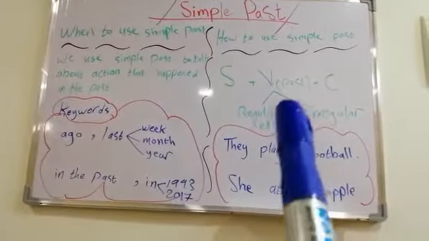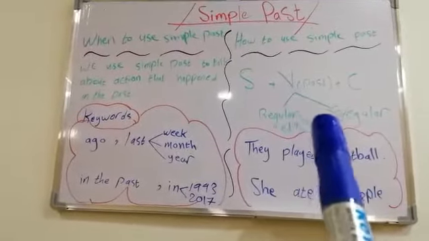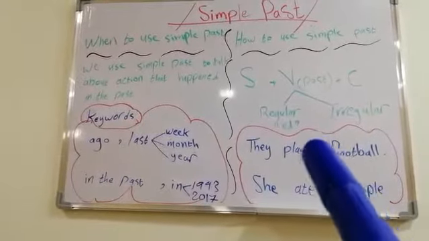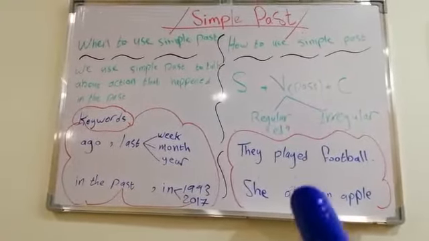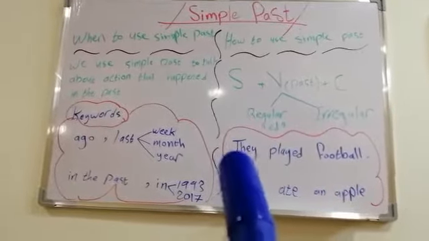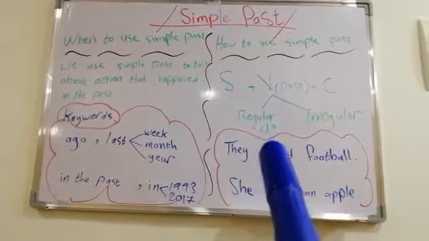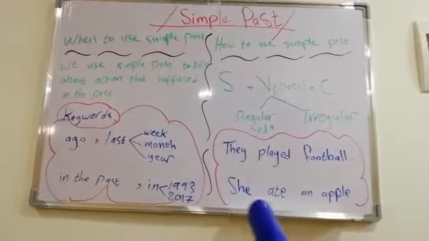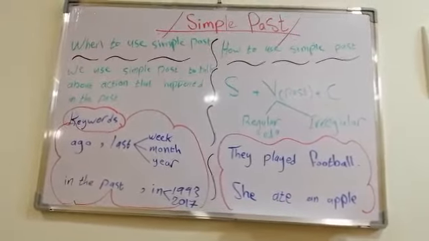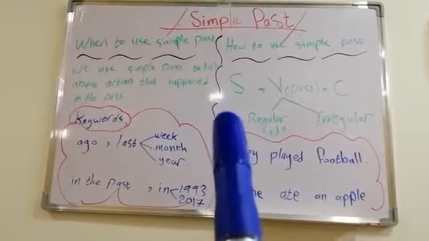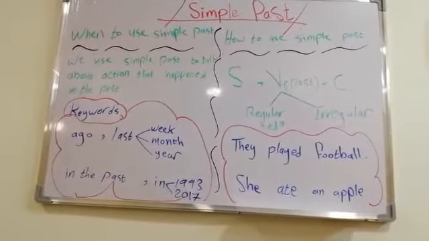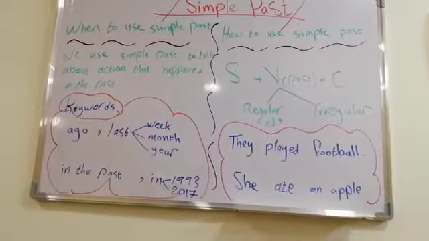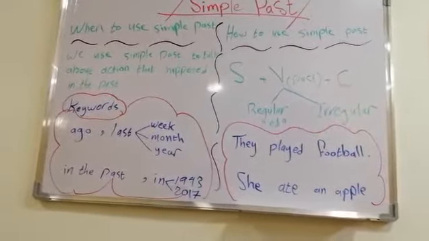Here we have two types of the verb in the past, regular verb and irregular verb, okay? With regular, you have to use ed at the end of the verb. And with the irregular, we have examples for the irregular verb. So, we use subject, verb in the past, and complement. With regular, you have to use ed, okay?